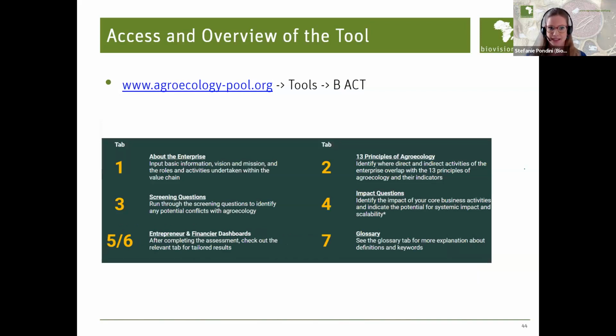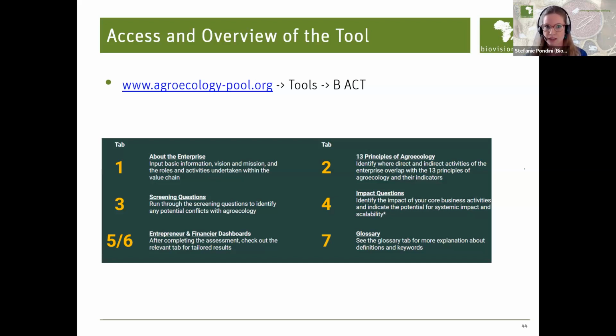So there are 7 tabs of the tool. One is really information about the enterprise to fill in their vision, mission, where in the food value chain an enterprise is placed, for example. But you can leave that empty if you want. It's just more information for a funder, an investor, for example, to know. It's also about the revenue, for example, how many members you have in the company, but you can also work without this tab. The key tab, the heart of the tool, is tab number 2.